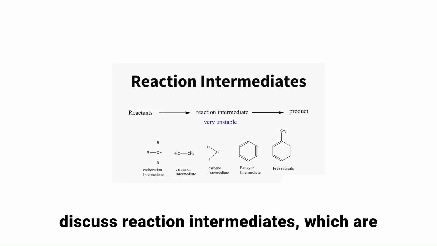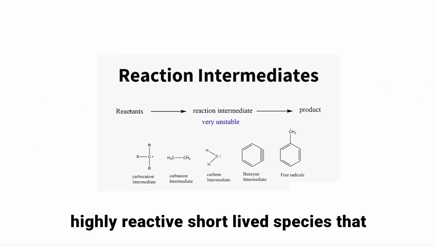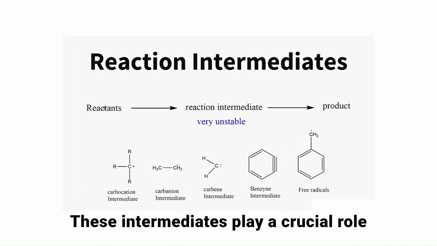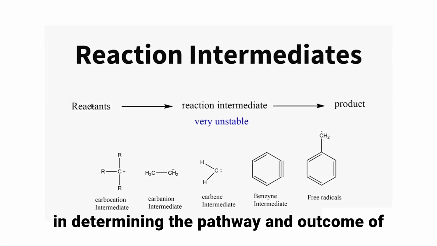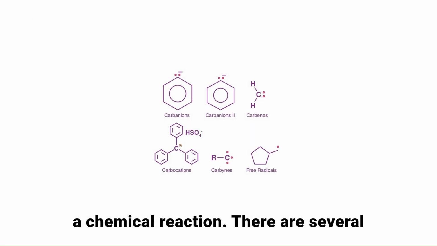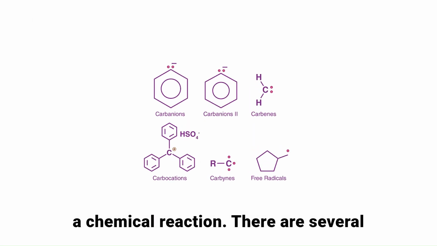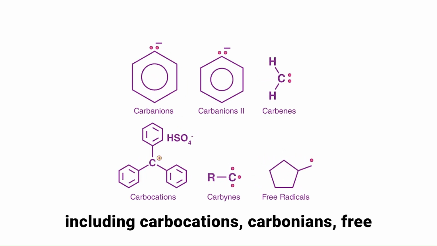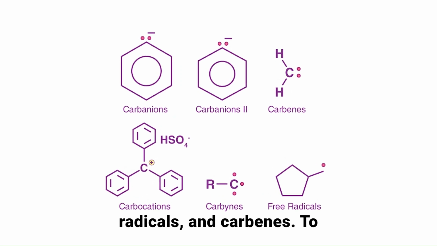Now, let's discuss reaction intermediates, which are highly reactive, short-lived species that form during the course of a reaction. These intermediates play a crucial role in determining the pathway and outcome of a chemical reaction. There are several types of reaction intermediates, including carbocations, carbanions, free radicals, and carbenes.